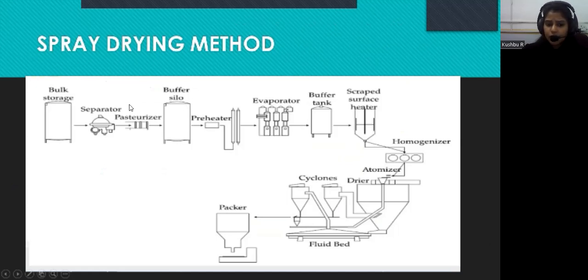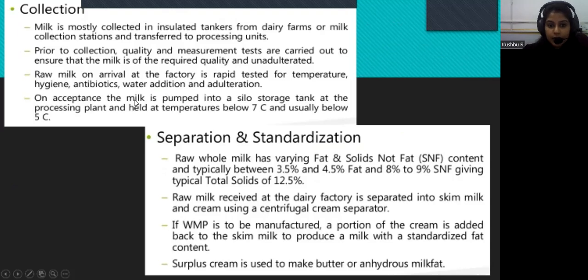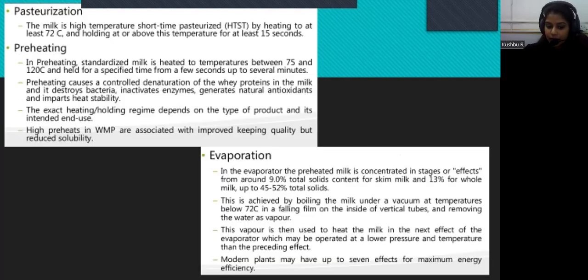This is a simple methodology that is maintained in the industries to obtain powdered milk, especially for neonates. The first step is the collection and quality analysis, that is the separation and standardization based on their quality, and also the quantity of the solid-not-fat content and the fat content, and also the normal proteins present in them.